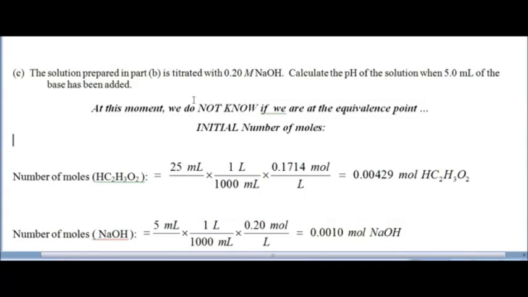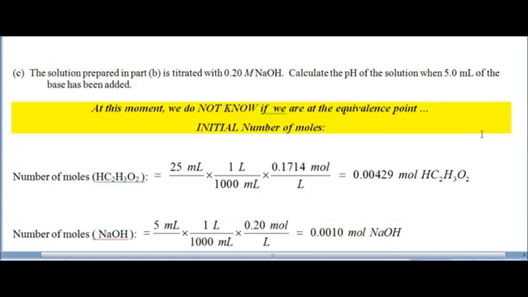Part C says the solution prepared in Part B is titrated with 0.2 molar sodium hydroxide. Calculate the pH of the solution when 5 milliliters of the base is added. At this point in the question, we do not know if we are at the equivalence point. So we need to do a calculation to see how many moles of the acetic acid, or the weak acid, we have and the number of moles of the sodium hydroxide, or the strong base. If those two numbers of moles are identical, we are at the equivalence point. If they are not the same, we are not at the equivalence point.